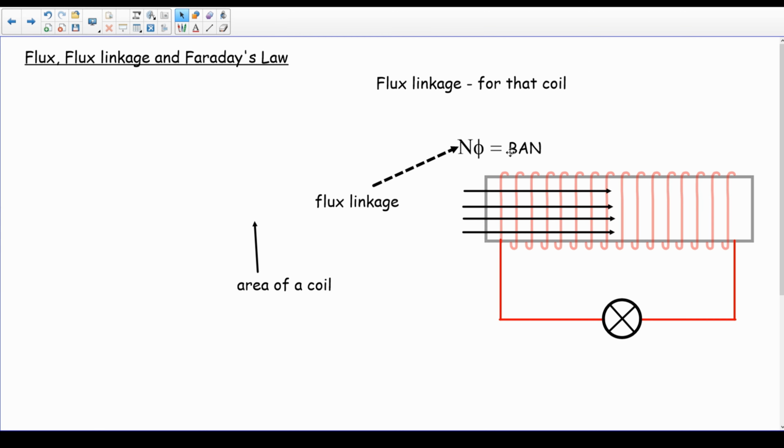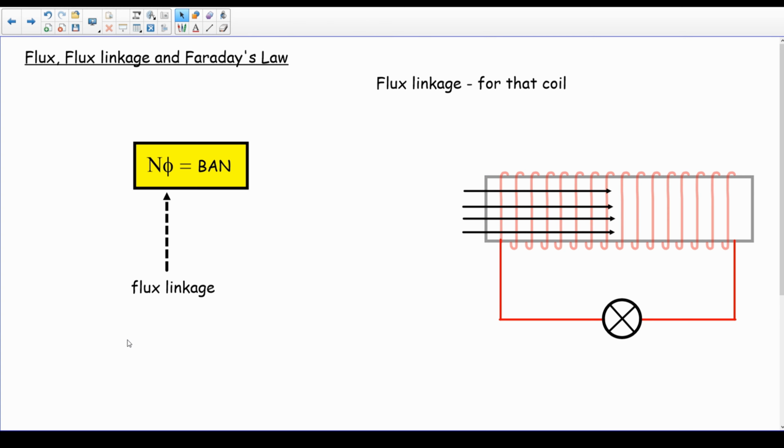Okay, and this is an equation that you have to know. That N phi equals BAN. So N phi equals BAN, with N phi being the flux linkage, B the magnetic field strength in Tesla, A the area in meters squared, and N the number of coils of wire that are being affected by this flux.